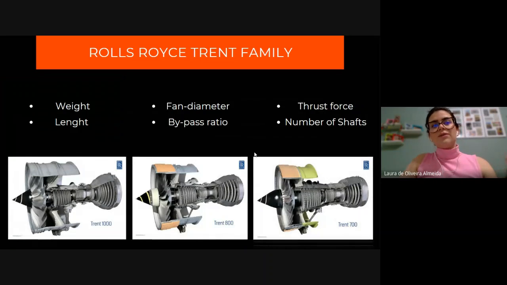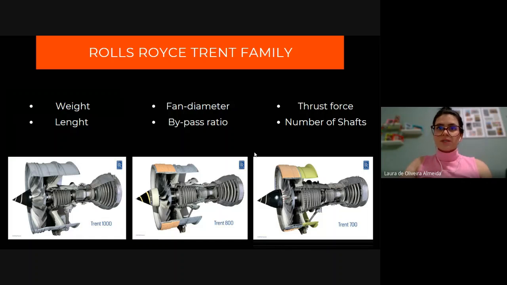Furthermore, more than 42 engines were chosen to be analyzed through comparative tables, bar graphs, and data sheets. Some of the chosen parameters were weight, length, fan diameter, thrust force, and bypass ratio. This comparative method emphasizes some engines' advantages and disadvantages. It also highlighted the turbofan engine's historical evolution.